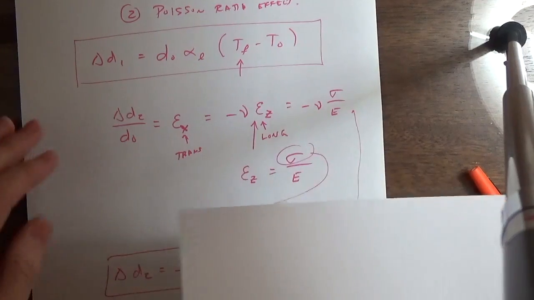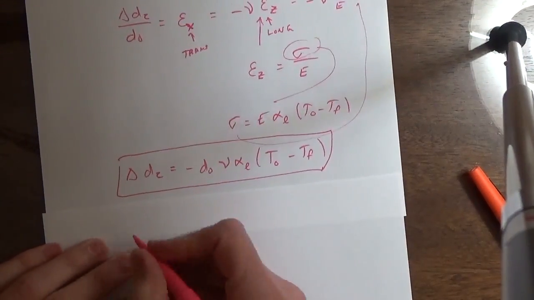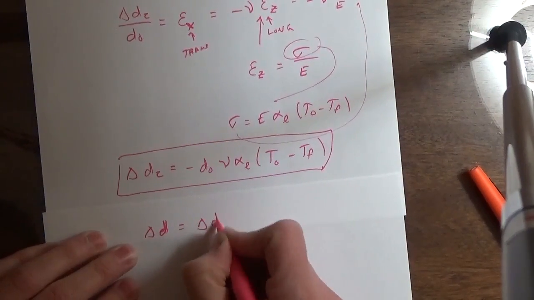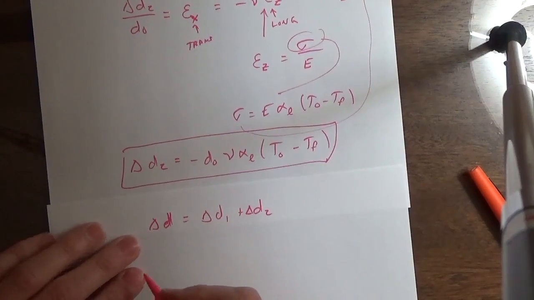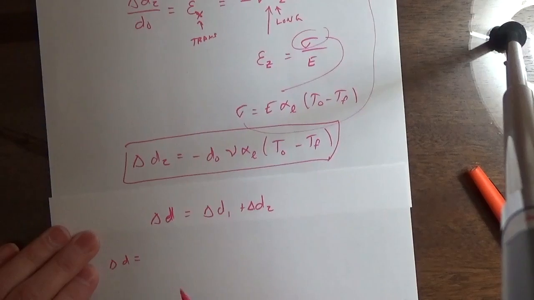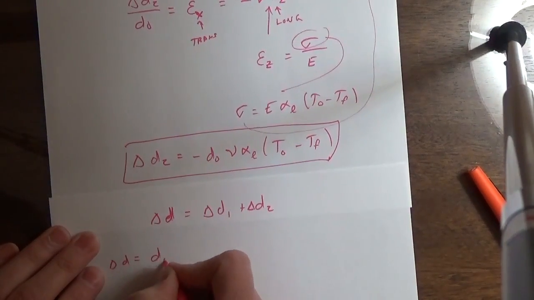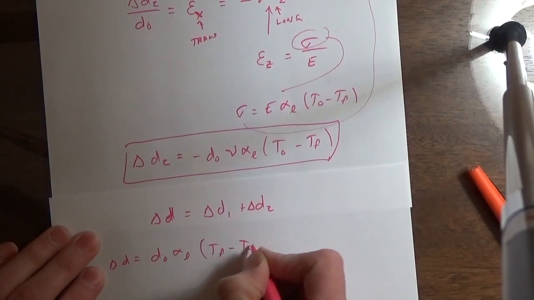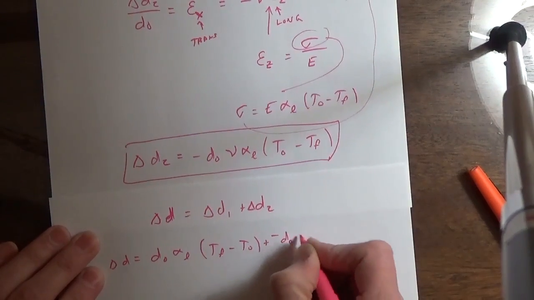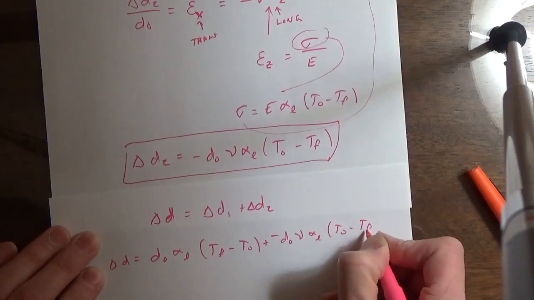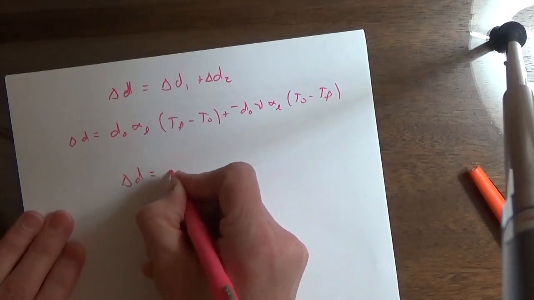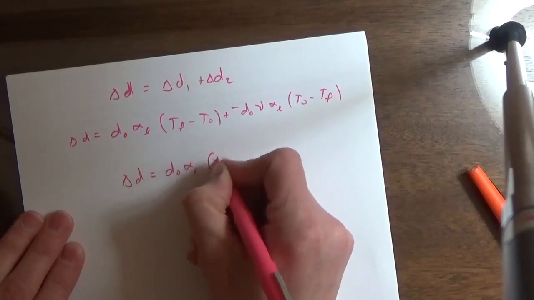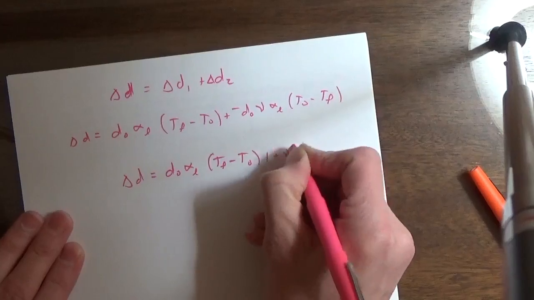Which means that delta D is equal to delta D1 plus delta D2, which is equal to D0 alpha L Tf minus T0 plus negative D0 nu alpha L T0 minus Tf, which we can now rearrange to D0 alpha sub L times Tf minus T0 times 1 plus nu.